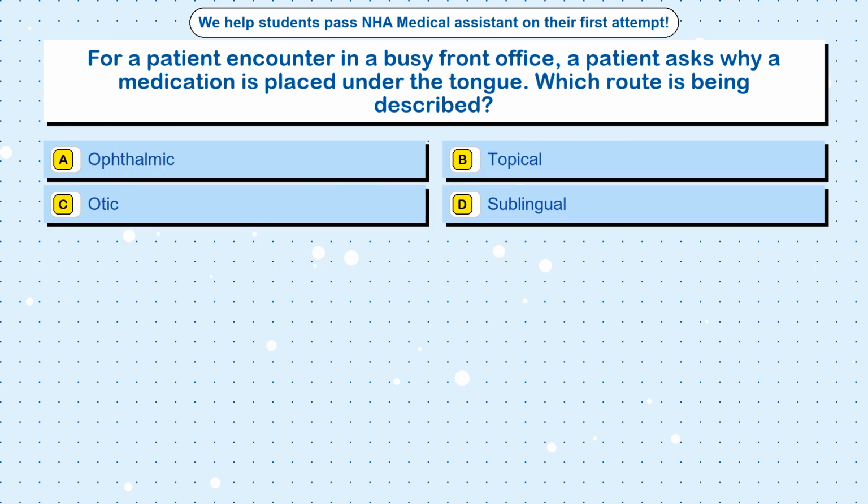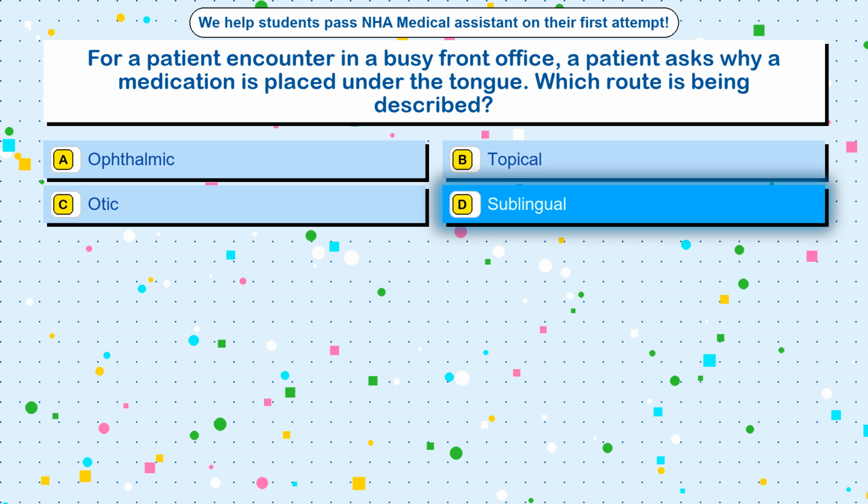Question 14. For a patient encounter in a busy front office, a patient asks why a medication is placed under the tongue. Which route is being described? Option A, ophthalmic. Option B, topical. Option C, otic. Option D, sublingual. The correct answer is option D, sublingual.